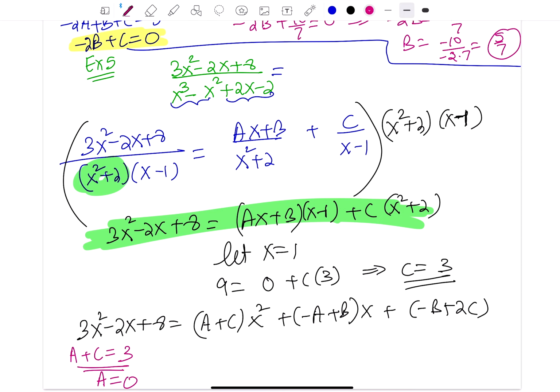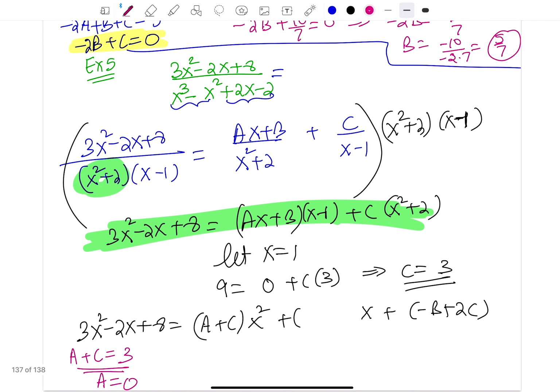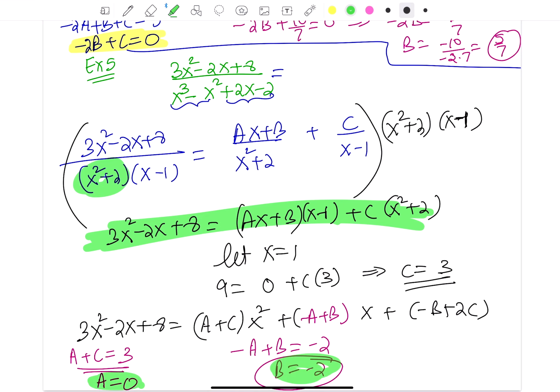The only mystery piece is b, which we can find from the second piece here. That was negative a plus b times x. Negative a plus b, the coefficient of x, has to equal negative 2. So instead of a, I'm going to add 0. B will turn out to be negative 2. So we found a, we found b, and we already found c. We can replace them in here, and that would be our partial fraction decomposition. So this fraction is going to equal negative 2 over x squared plus 2 plus 3 over x minus 1.